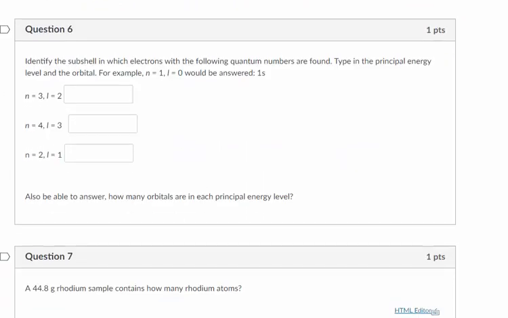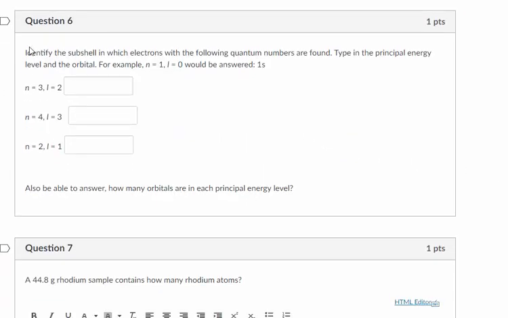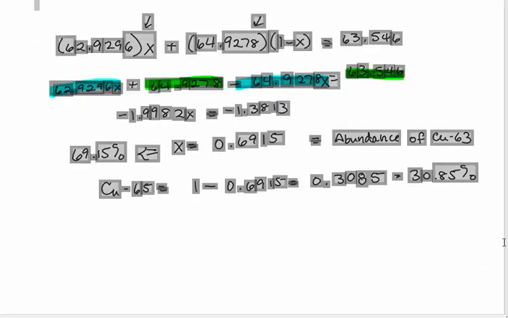Number 6, we're going to identify the subshell in which the electrons where the quantum numbers are found. And we're going to type in the principal energy level and the orbital. Well, I just wanted to draw this out real fast. So if we have our N, so our principal energy level, and our N is going to be 1, 2, 3, 4. Then we have these orbitals.